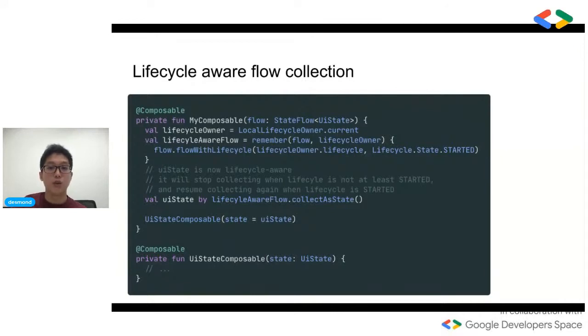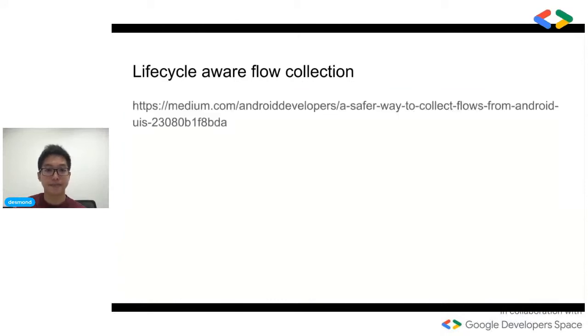In newer versions of the Lifecycle library, I think version 2.4, an extension function is introduced to allow collection of a flow following the lifecycle of the lifecycle owner, which is usually the host activity. This makes it more like LiveData, which is built to be lifecycle aware, and which will automatically start or stop collecting from the flow depending on the lifecycle of the activity. The Android DevRel team has also published an article talking more in depth about this and why it is important, so be sure to check it out.